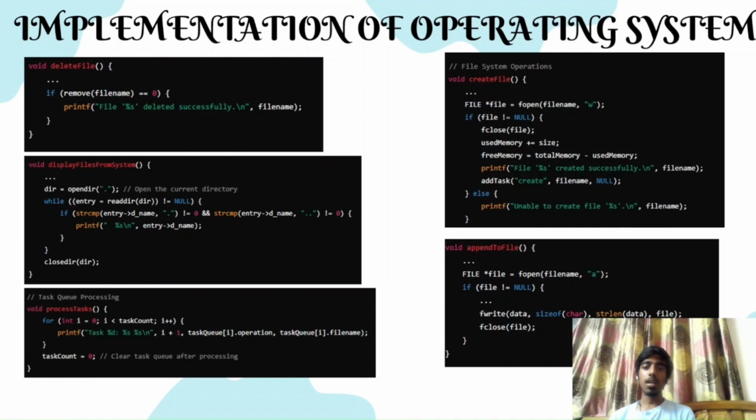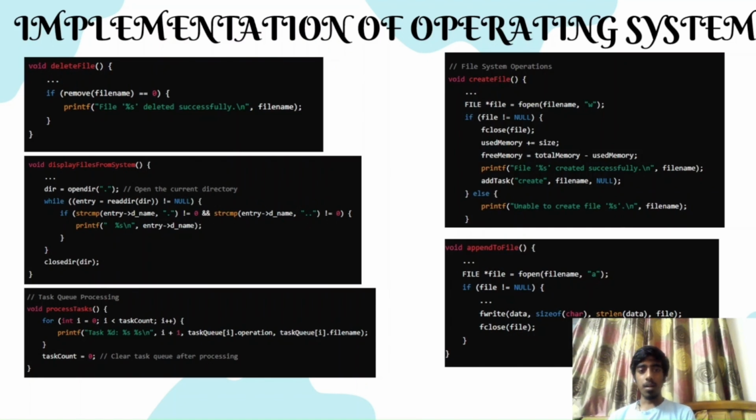The second function is display files from the system. This function iterates through the files and directories within the current directory and prints their names to the console. Directory is equal to open directory. This line opens the current directory using the open directory function. The result is stored in a directory stream variable named directory.